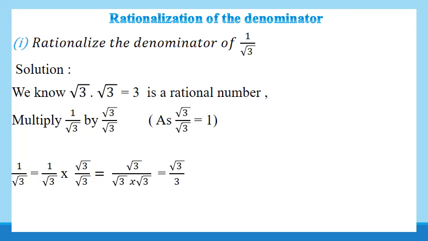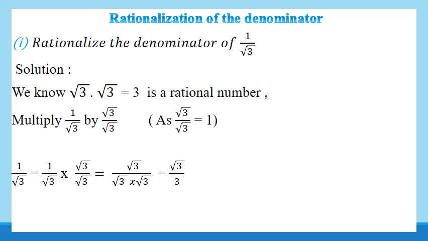See here, first a simple question, 1 upon root 3 we have to rationalize. Rationalization of the denominator means we just want to remove the square root sign from the denominator. Numerator, if it is there, the sign doesn't matter. Now we know root 3 into root 3 equals 3 and it is a rational number. So what we will do? We will multiply and divide 1 upon root 3 by root 3.